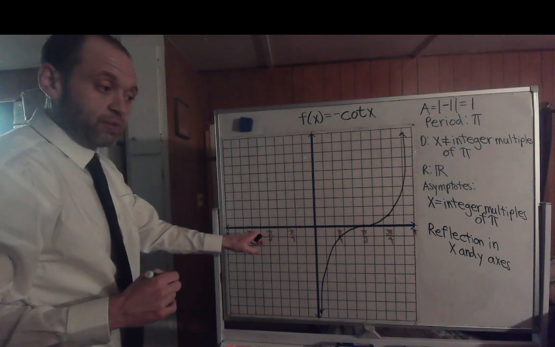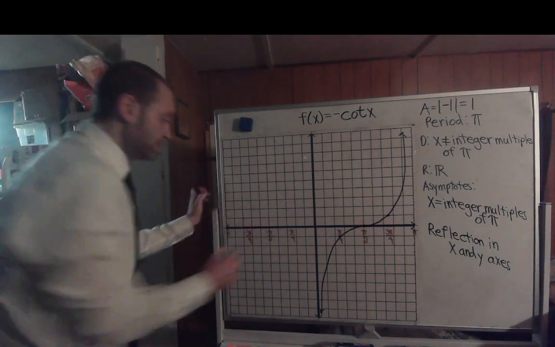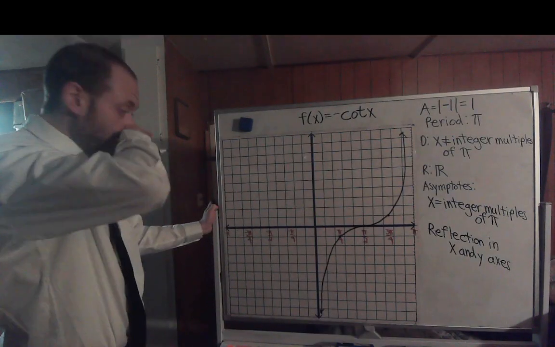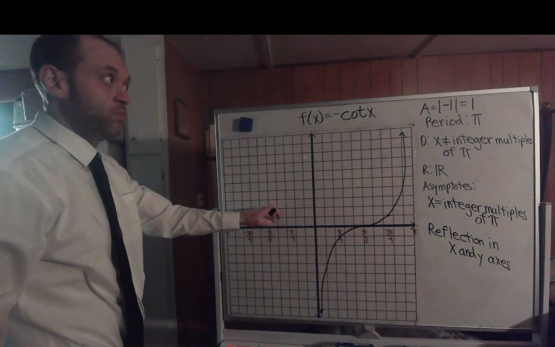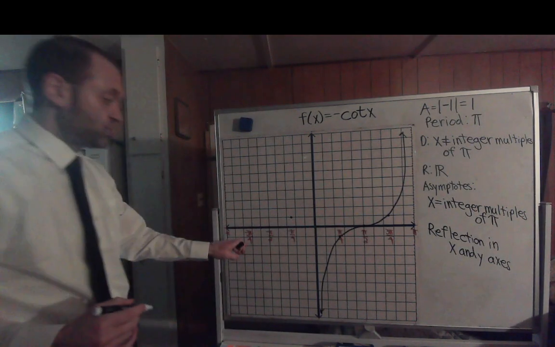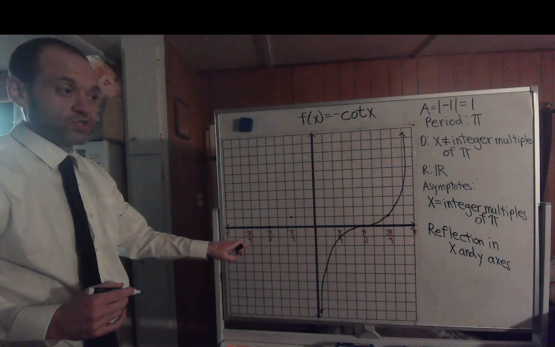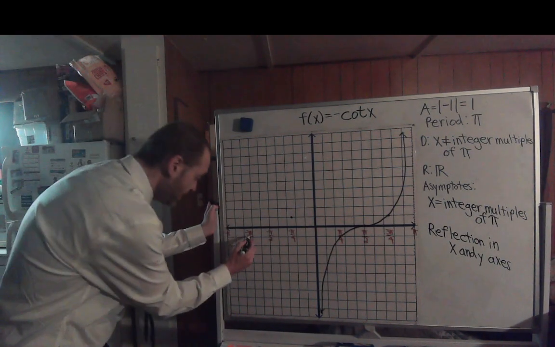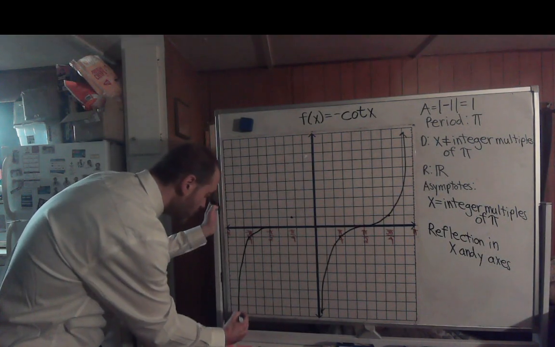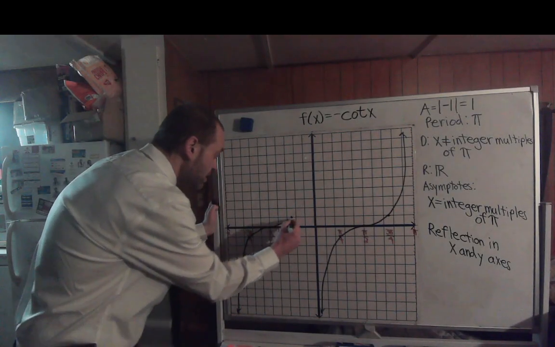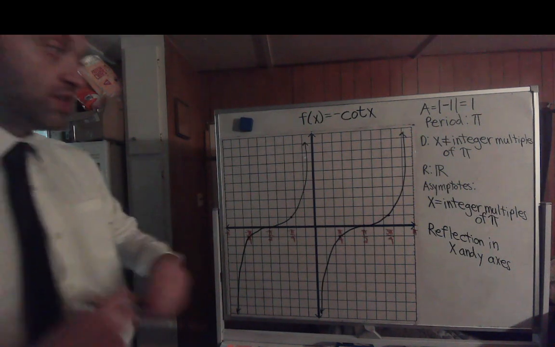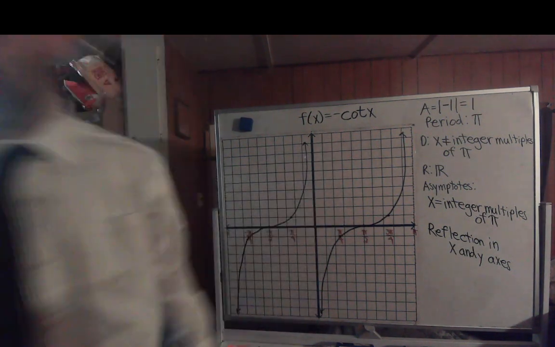Cotangent of negative pi over 2 is still going to be 0. Alright, so the cotangent of negative pi over 4 is normally negative 1, but if you negate that, you get positive 1. Cotangent of negative 3 pi over 4 is normally positive 1. You negate that, you get negative 1. So, indeed, this reflection in the cotangent just looks like a horizontally shifted tangent graph.